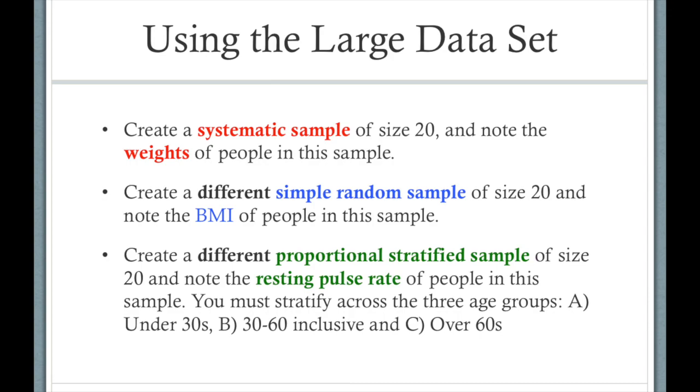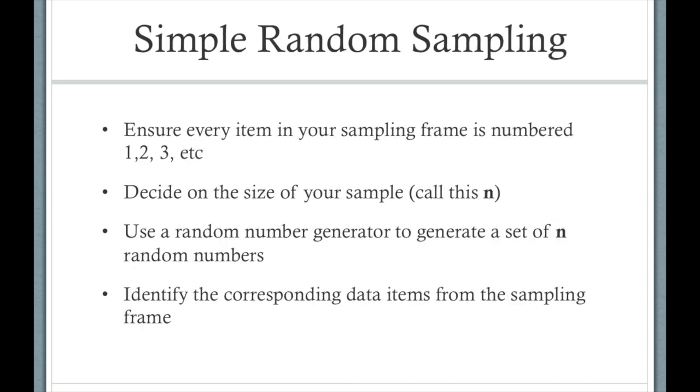So we're now going to create a second sample, a simple random sample this time, still of size 20, and this time we're going to note the BMI of people in this sample. So let's remind ourselves of how a simple random sample works. We need to make sure every item in our sampling frame is numbered from 1 onwards.